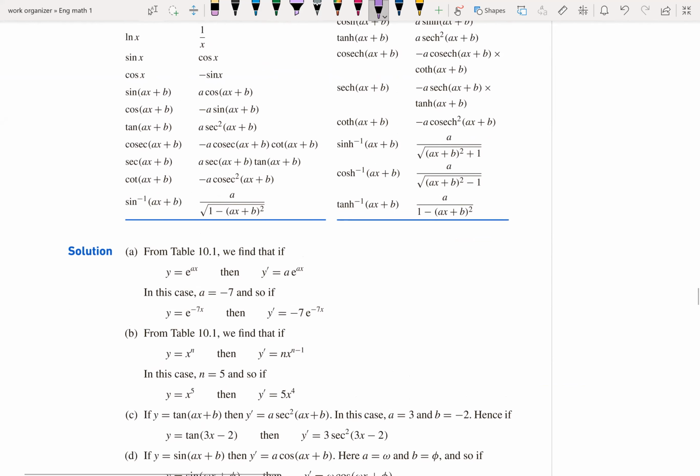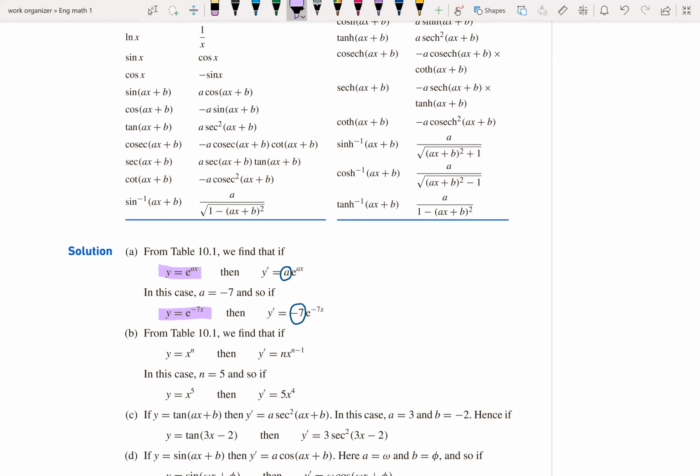The question here is: differentiate y equal to e to the power ax. For the exponent, we just bring down the a here as the constant. And then we have y equal to e to the negative 7x. Again we bring down the constant negative 7 to the side, to become a constant as well.